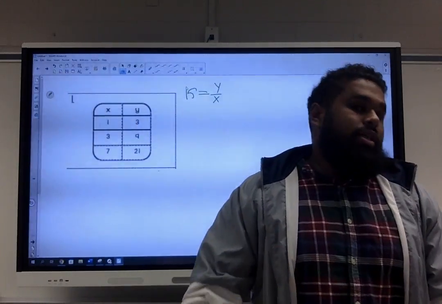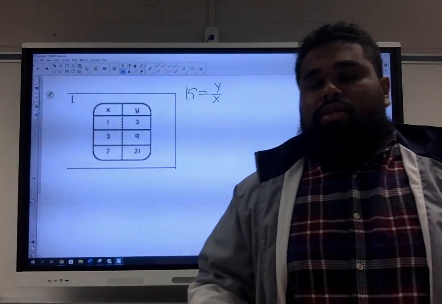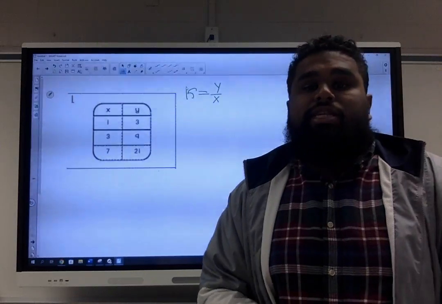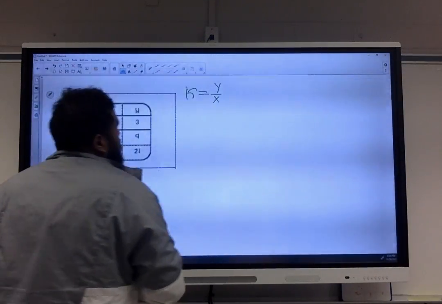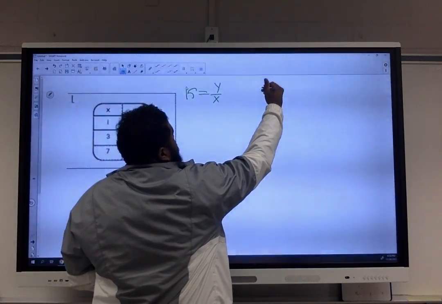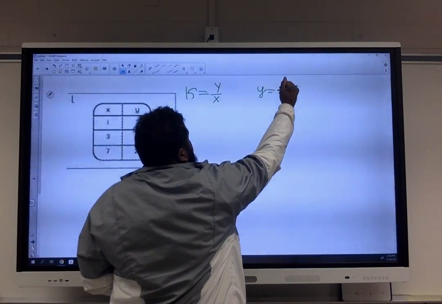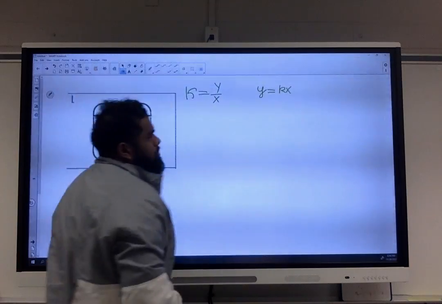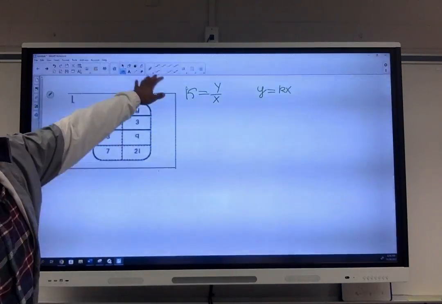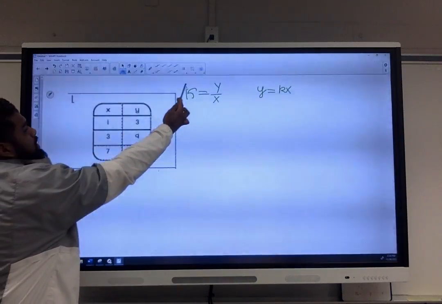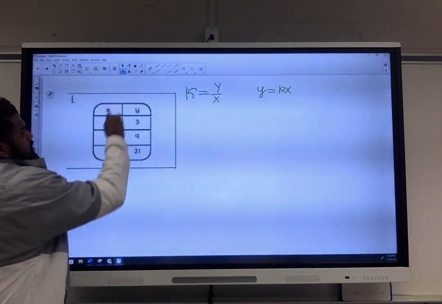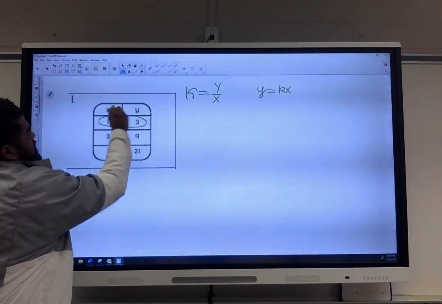Now, for those of y'all that don't know yet, rate of proportionality and slope are very, very similar, okay? After we find our k, we're going to put it back into the equation y equals kx. Okay? So let's go ahead and find k first. And the only way I can find k by using this formula is y over x. So let's look at this first set of numbers.